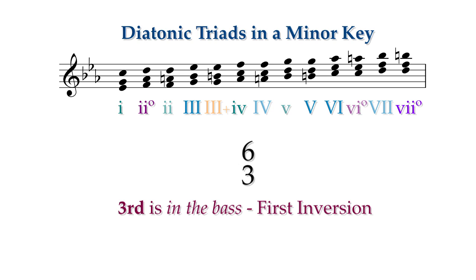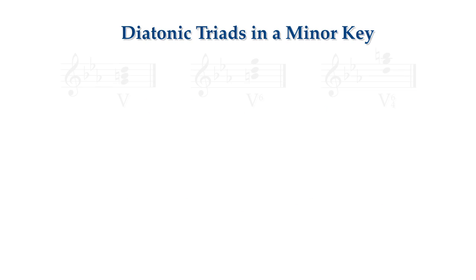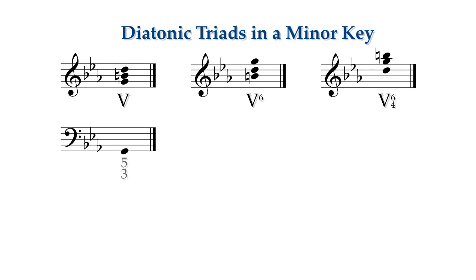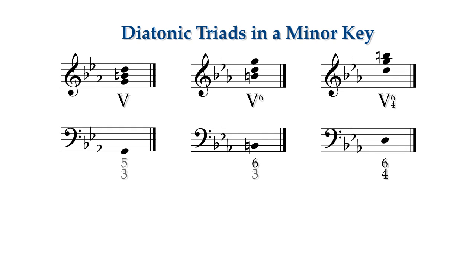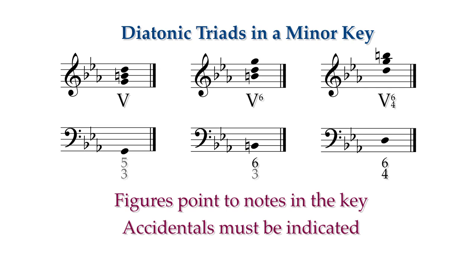Each of these triads can be written with any of the 3 chord members in the bass, creating root position, first inversion, and second inversion triads. The figured bass is still 5-3, 6-3, and 6-4. There is one difference. The figured bass numbers point to a note above the bass in the key. If we need to put an accidental on te or le, that accidental must be indicated in the figured bass.